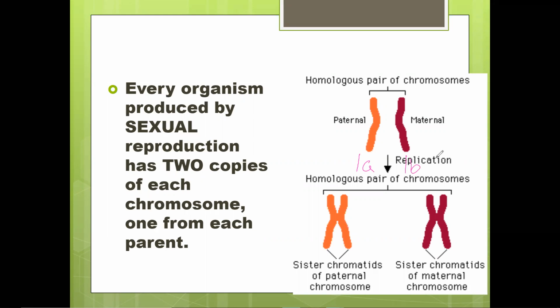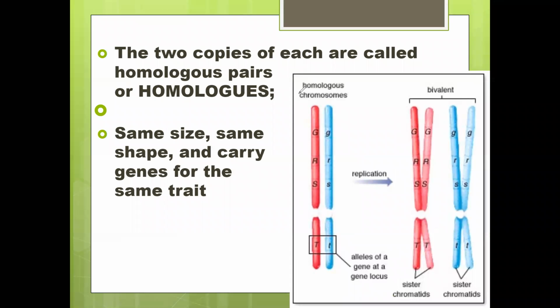Now, each of these is going to replicate when it's time for cell division. In this diagram, you're seeing 1A replicating and also 1B. Those two copies are called homologous pairs, or homologs of one another. They are the same size, the same shape, and they carry genes for the same trait. So again, looking at this diagram, we have 1A and 1B, and now 1A is replicated and 1B is replicated over there.